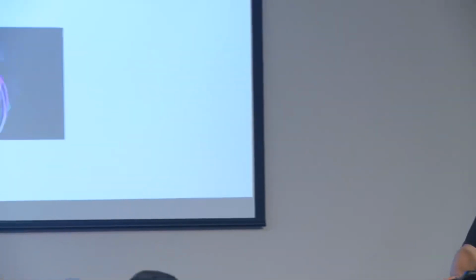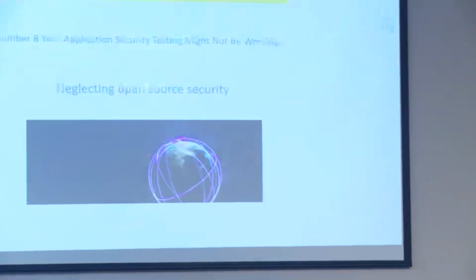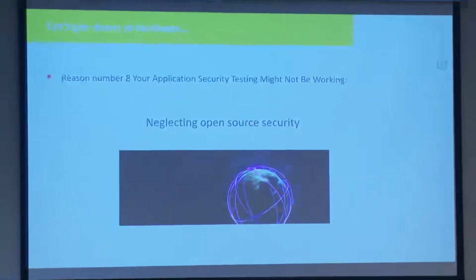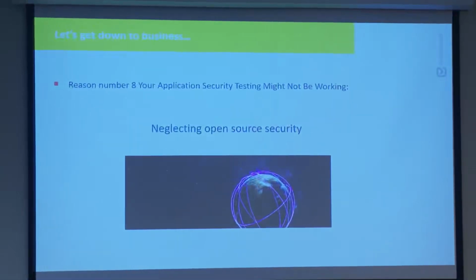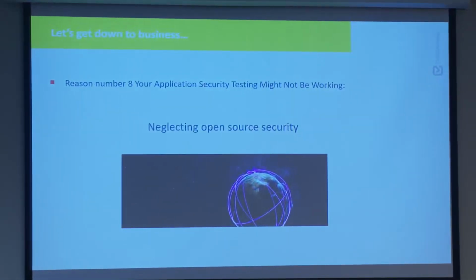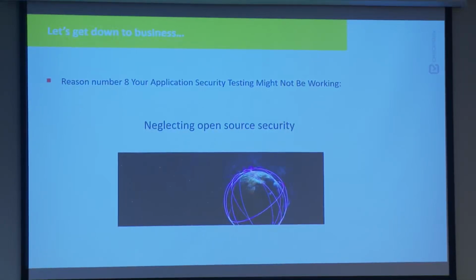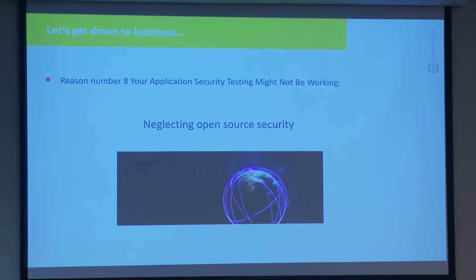This should probably be higher. Again, this is not an ordered list. But if you neglect open source security, you don't have a very effective application security program. There are all sorts of stats, right? That 70% of our application is basically open source components these days. Who's not using open source in their applications?